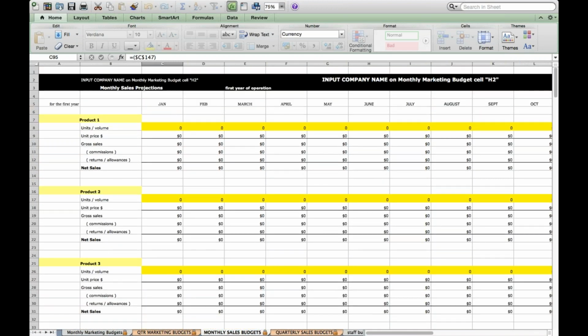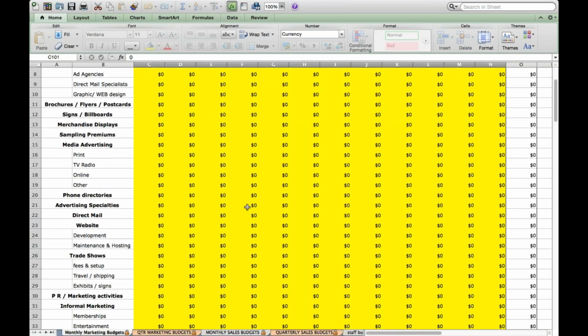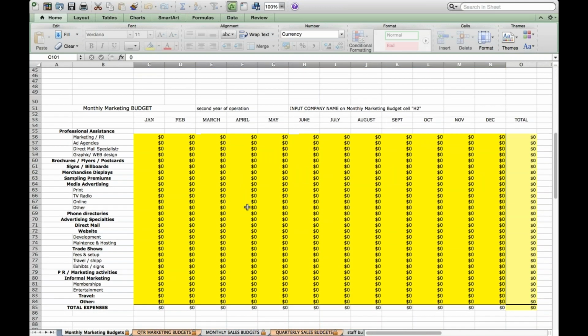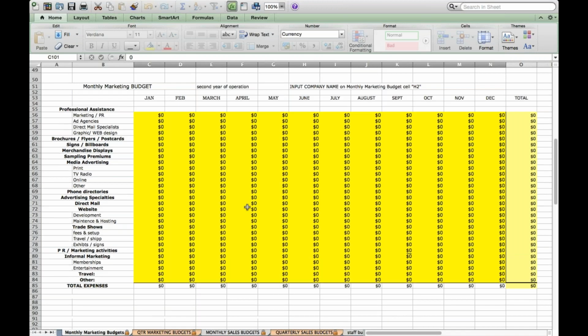Now you'll notice it says input company name. That all gets done on the monthly marketing budget, but we'll look at that. But you'll see there's 3 years. And I know when you did Chris's class in finance, you only had 1, but now you have 3. And you need to break everything out by months.